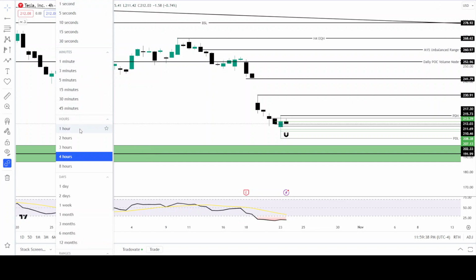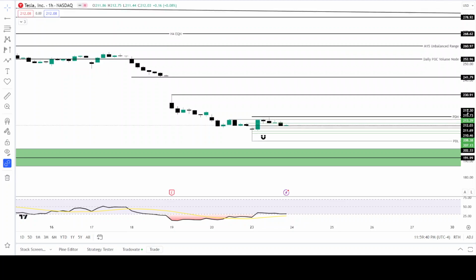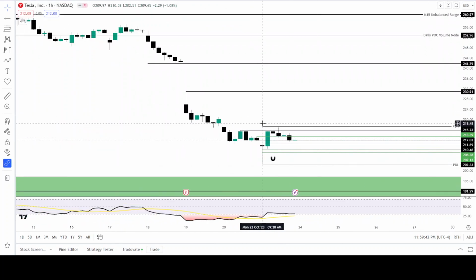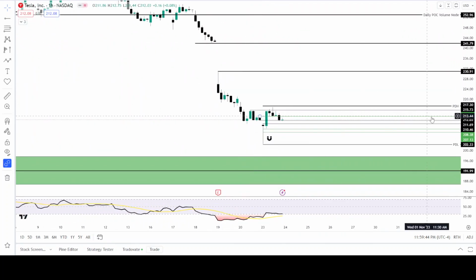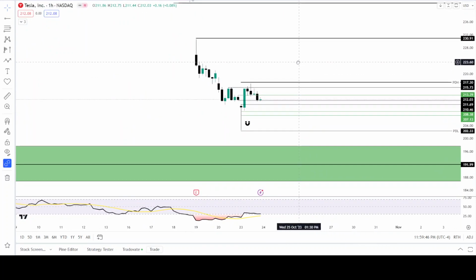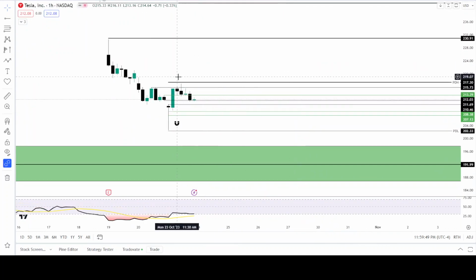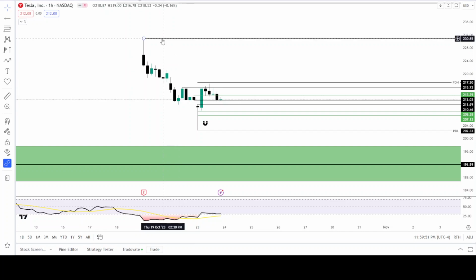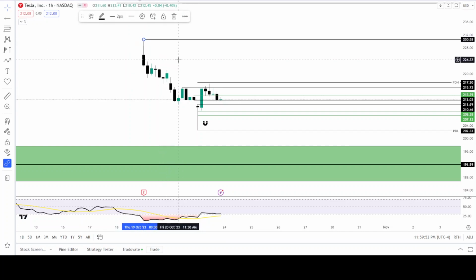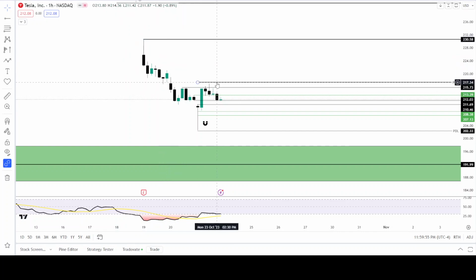Dropping down into the 1-hour chart, blow it up a little bit. Here's where you start to see a little bit more clear picture of what happened today. Let's adjust these so they're more accurate. There we go. All right, and there's our previous day high.